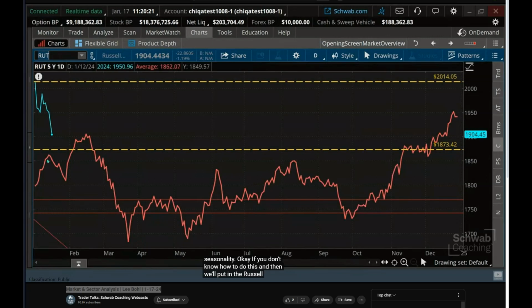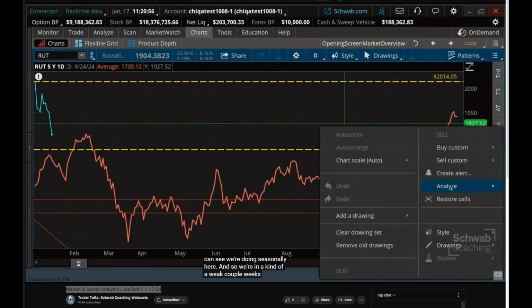All right, and you can see here, so here we are, the 12th. It also has a deeper correction, right? But it turns around before the end of the month historically. So just keep that in mind. But you can see we're doing seasonally here, and so we're in a kind of a couple weeks here in the market. So just keep that in mind as well.